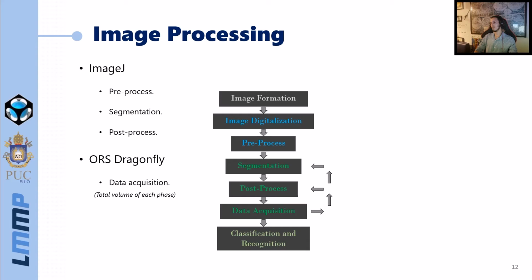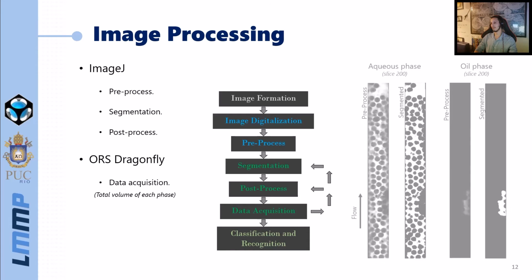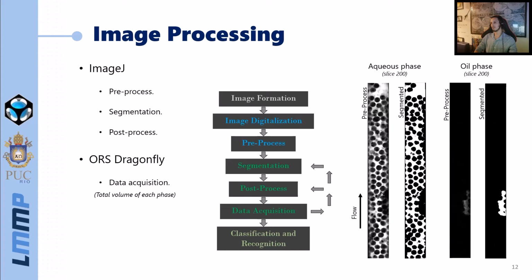The final part of the work aims to develop an image processing procedure to quantify the experiments. To do so, we have used two computer programs, ImageJ, an open-source software to pre-process, segment, and post-process the image, and the ORS Dragonfly, which has more resources for the 3D analysis than the previous one. On the right-hand side, it is possible to see a single slice before and after the segmentation. Segmenting the image means distinguishing different phases in it.